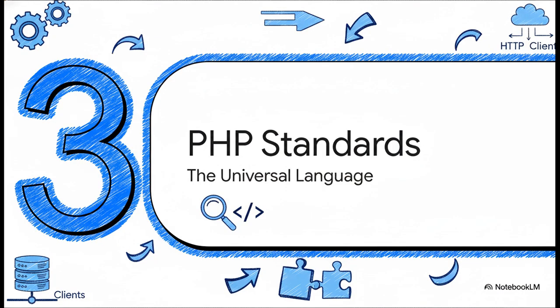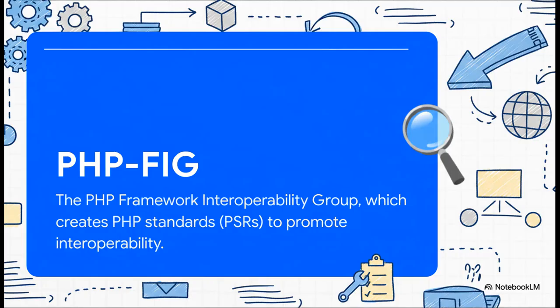Okay, so our code is clean and it's connected. We're almost there. But there's one last crucial piece of the puzzle. How do we make sure that when different parts of the PHP world talk to each other, they actually understand each other? We need a universal language, and that's where standards come in. Meet the PHP-FIG. That stands for the Framework Interoperability Group. Basically, it's like the United Nations for PHP frameworks. Smart people from all the big projects, Laravel, Symfony, you name it, get together and agree on a set of common rules. The whole point is so you can take a component from one project, say a logger, and have it just work with a component from a completely different one.